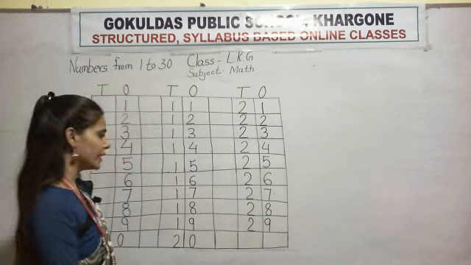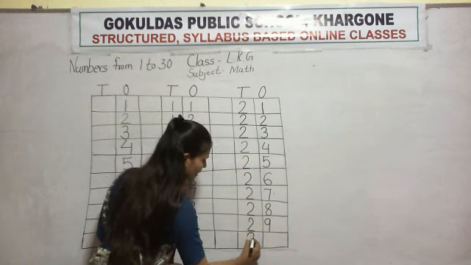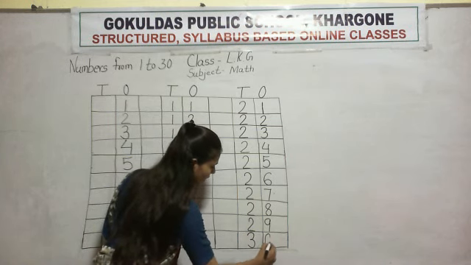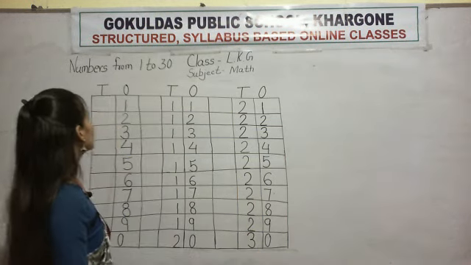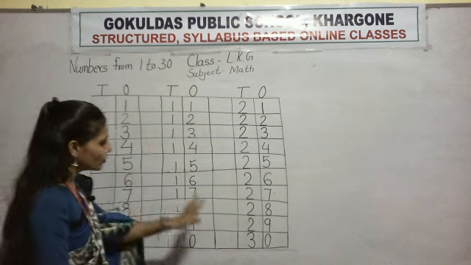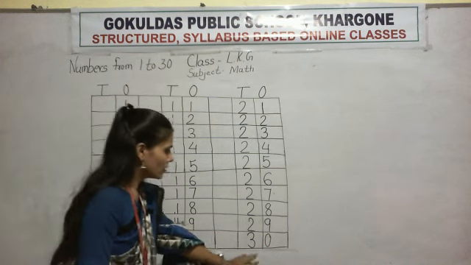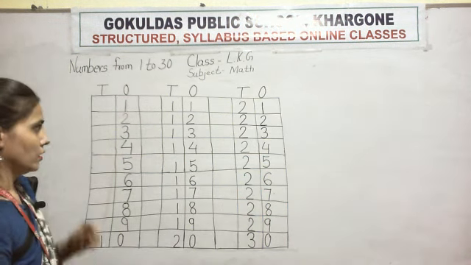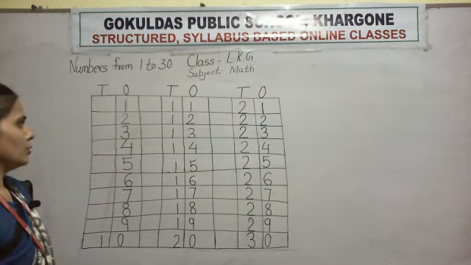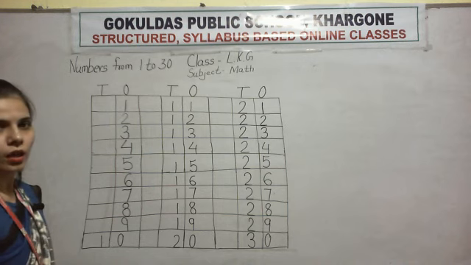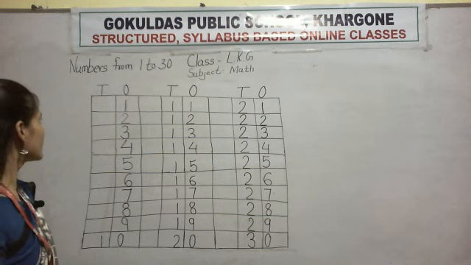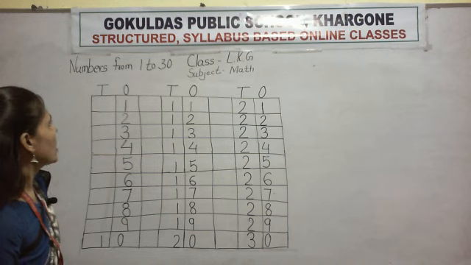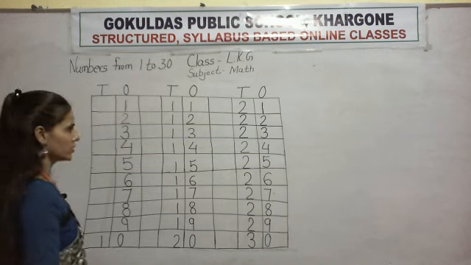And after 29, 30 will come. So here we write 3, 0, 30. This is the numbers from 1 to 30. Okay, all of you write in your notebook. You take a screenshot also of this. Okay, now finish your work.